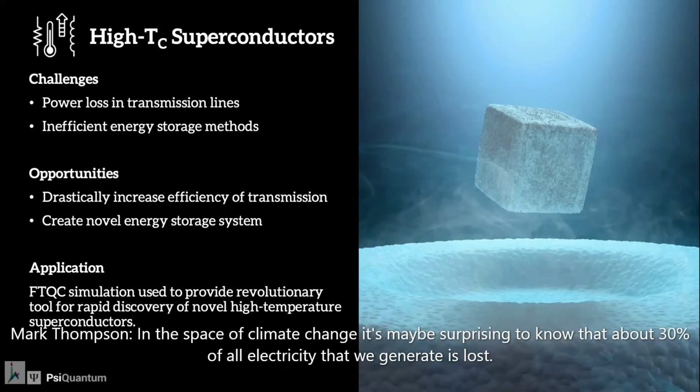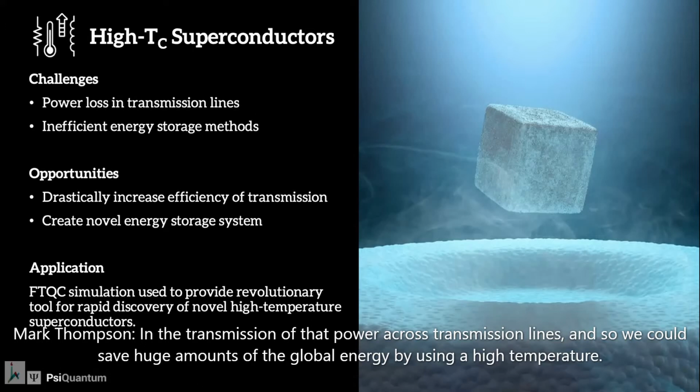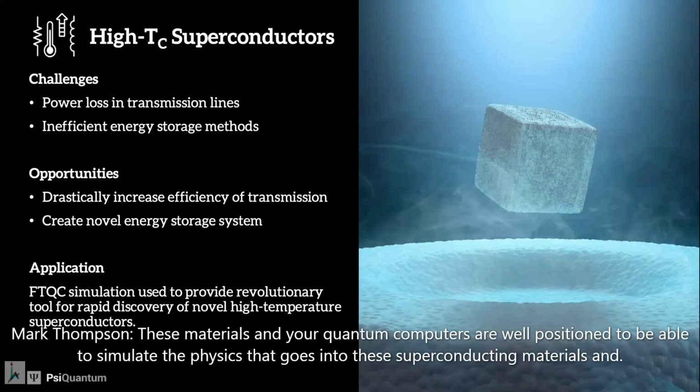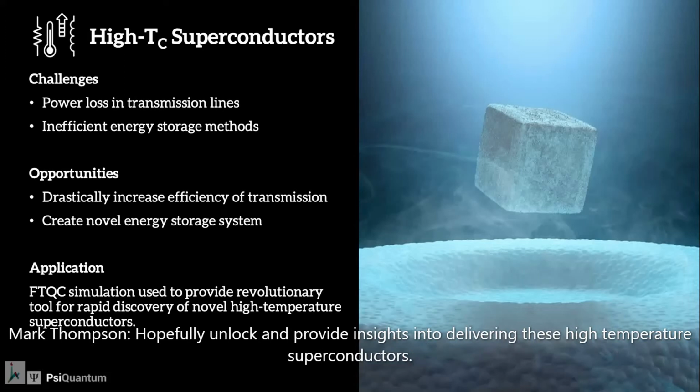In the space of climate change, it's maybe surprising to know that about 30% of all electricity that we generate is lost in the transmission of that power across transmission lines. And so we could save huge amounts of the global energy by using high temperature or lossless transmission lines. So there's a lot of motivation to develop these materials. And quantum computers are well positioned to simulate the physics that goes into these superconducting materials, and hopefully unlock and provide insights into delivering these high temperature superconductors.